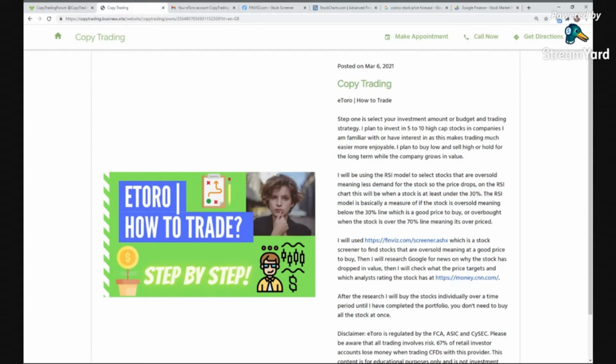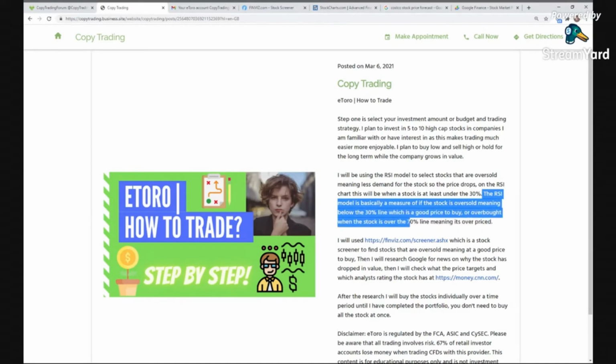Okay, but in this profile, I'm going to be only buying stocks with no leverage. Okay, so the RSI model is basically a measure of whether the stock is oversold, meaning below the 30% line, which is a good price to buy, or overbought when the stock is over the 70% line, meaning it's overpriced. But I'll explain that to you very soon. Okay, when the line goes over the 70%, it's overbought. So it's a good time to sell the stock because it's looking like the price will go down. People sell off and take their profits when that happens. But I'll explain that now.